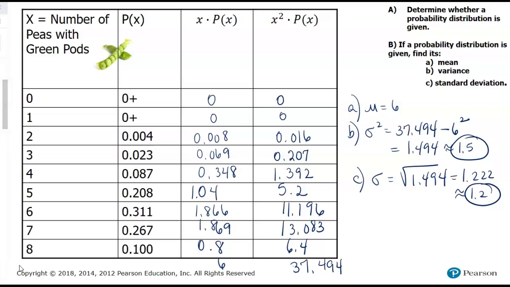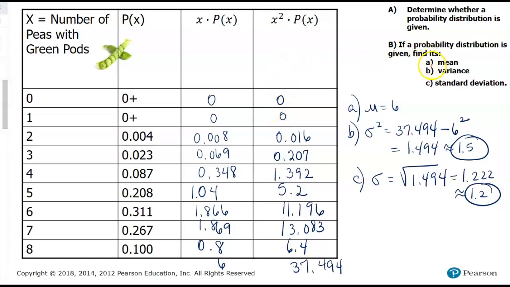Okay, so these are the values that you should have gotten when you went through and multiplied. The first column here would be x. Remember, this is x and this is p of x. So multiply those two together and you get this. This column, you're going to do x squared times p of x. So square the first column and multiply it by your probability, and you get this column.